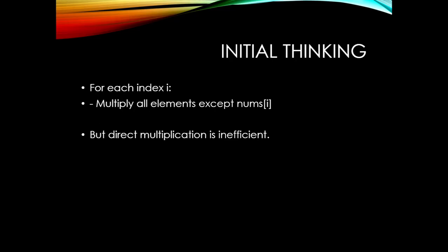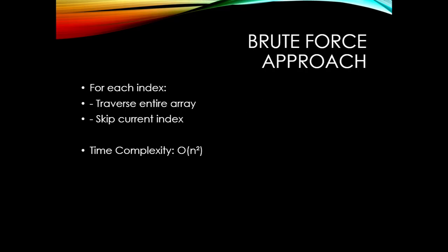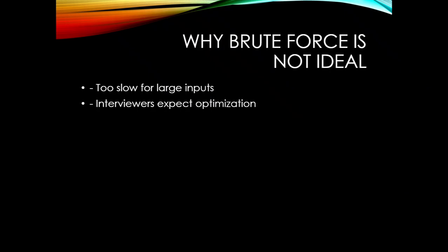A straightforward idea is to multiply all elements except the current one, but doing this for every index would be very inefficient. So the brute force approach uses two nested loops. For each index, we multiply all other elements. This gives order of n square time complexity. This approach is too slow for large arrays. Interviewers expect a linear time solution.